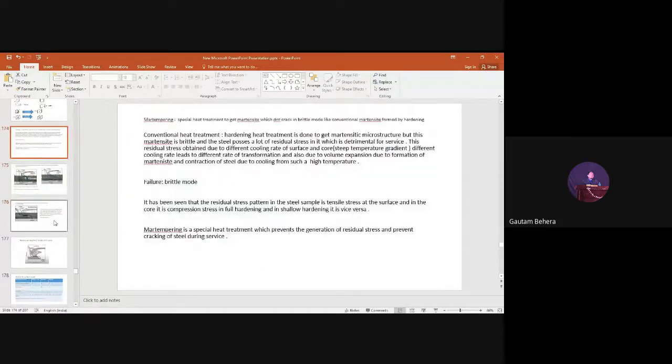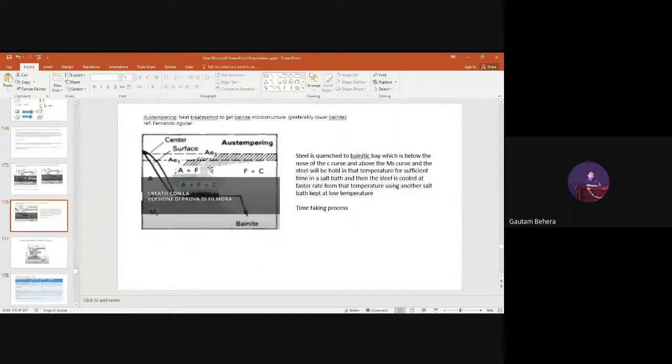Now, the next heat treatment is called austempering. Austempering is another special heat treatment. The main purpose of austempering is to get bainitic microstructure. And you remember the bainitic microstructure is the most important microstructure we have in steels because it is tougher, harder, stronger, wear resistant. Many properties are there.